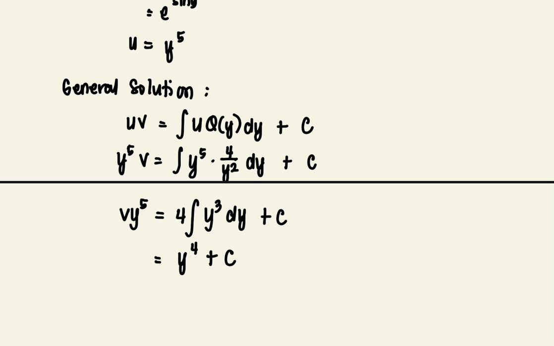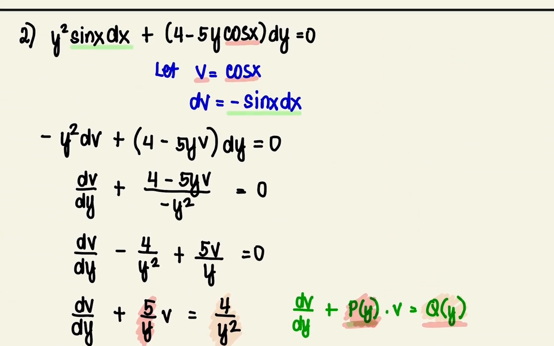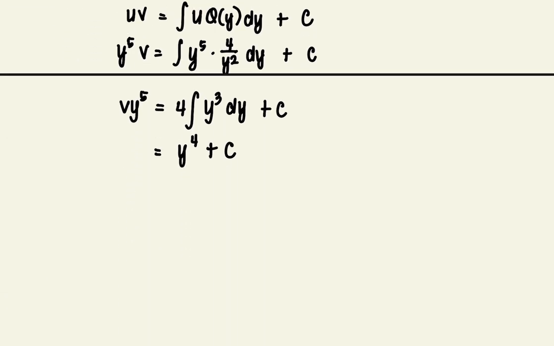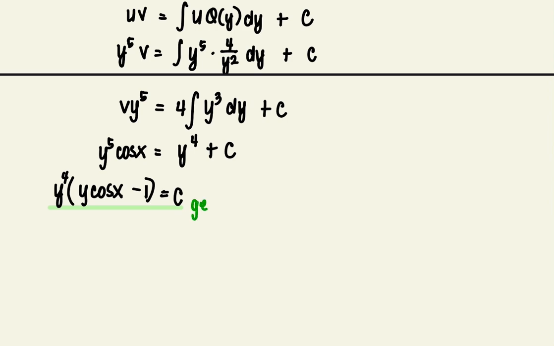And our v on the left side is equal to cosine x. So substituting, that's y to the power of 5 cosine x equals y to the power of 4 plus c. Or that would be y to the power of 4 times (y cosine x minus 1) equals c. And that's our general solution of our differential equation.